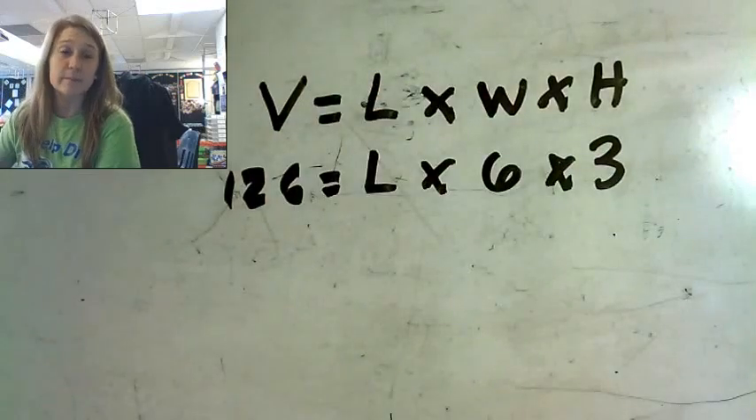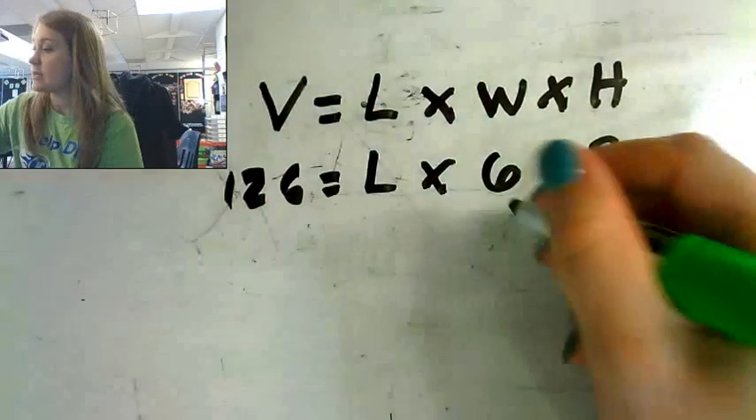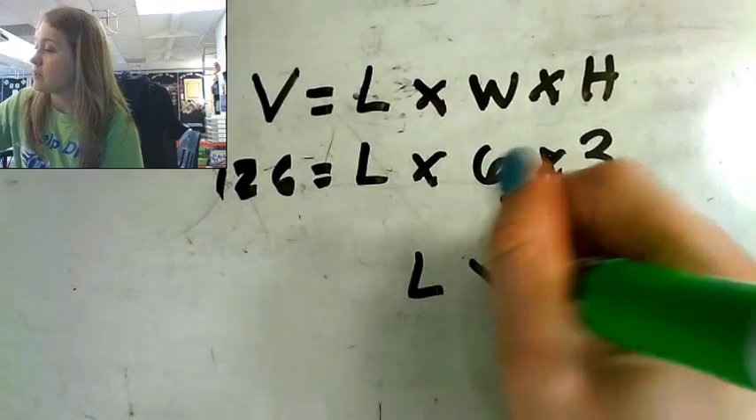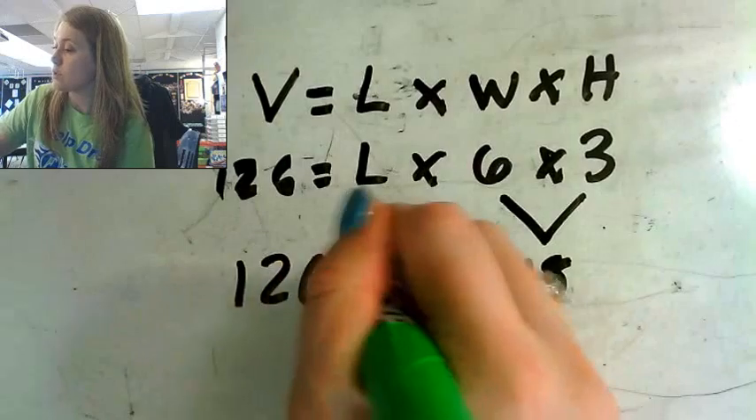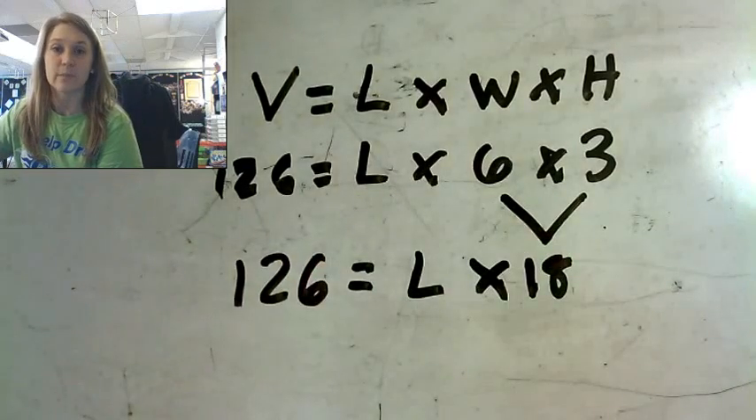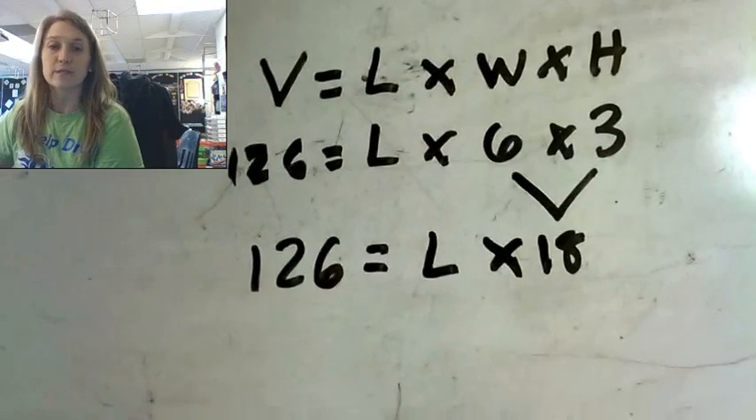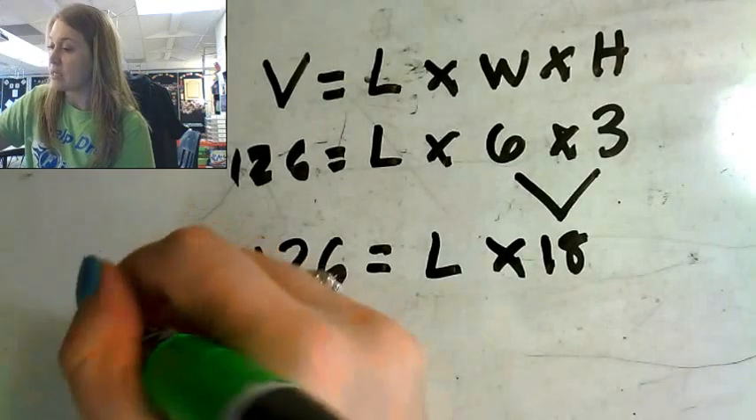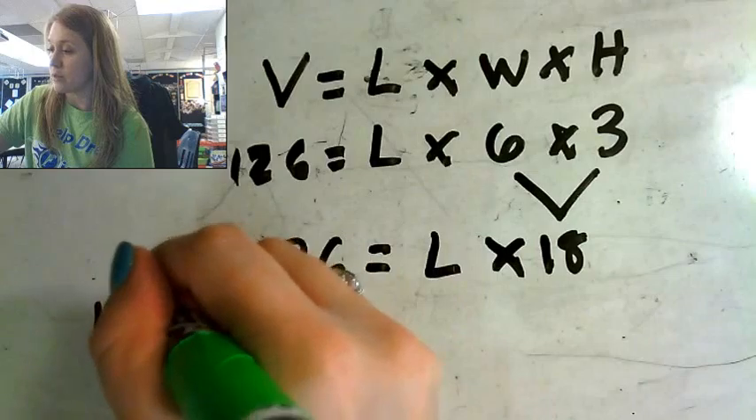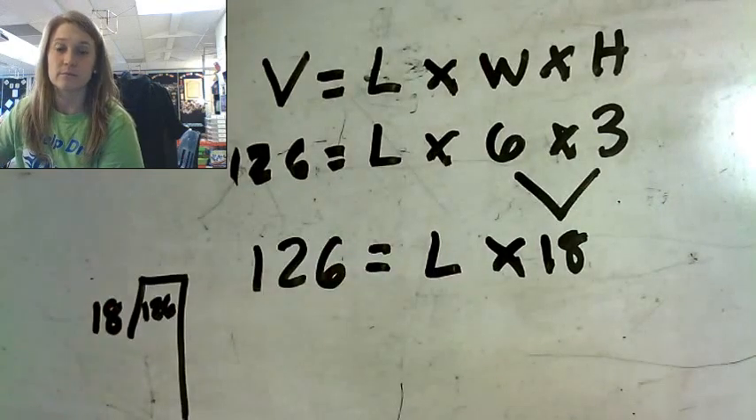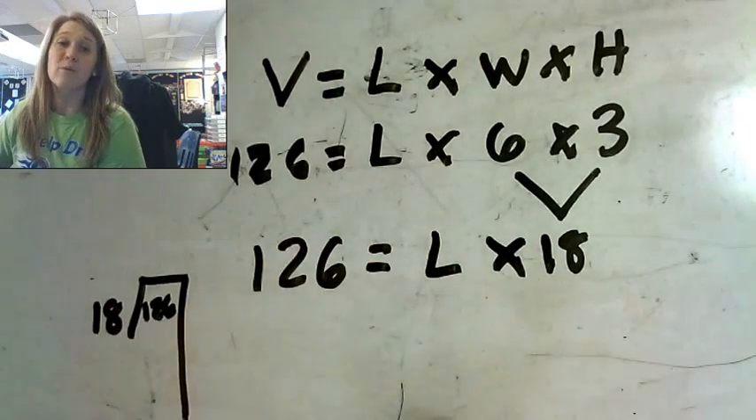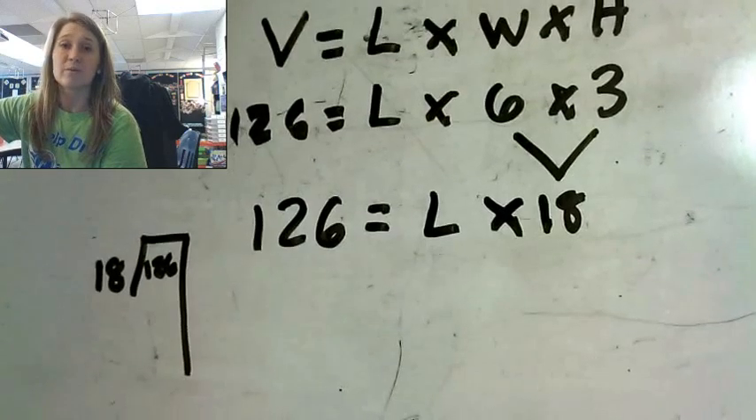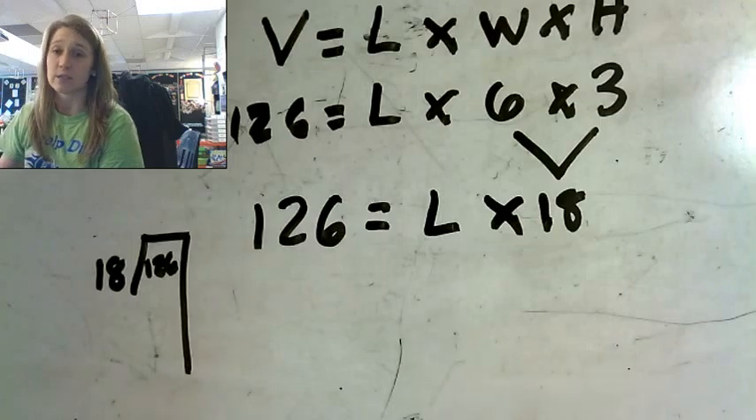Okay? So the first thing I'm going to do is solve what I can. 6 times 3 gives me 18. L times 18 equals 126. Okay? So again, you can solve this in a couple ways. You can do 18 into 126. You can do division. It's kind of hard to read. Or what I like to do is I'm going to do that multiplication. Again, it's because a lot of people find it easier to do multiplication than division.